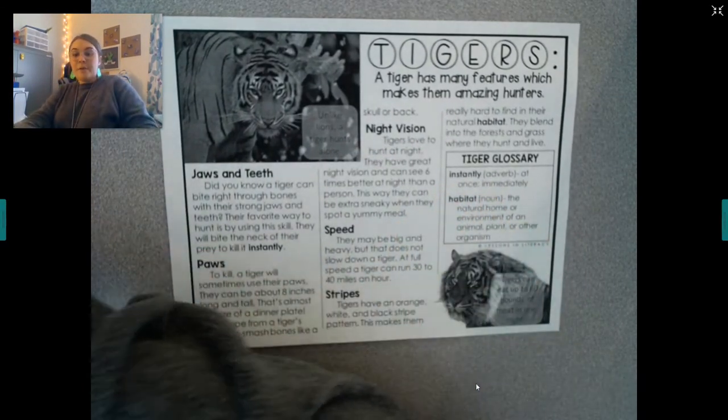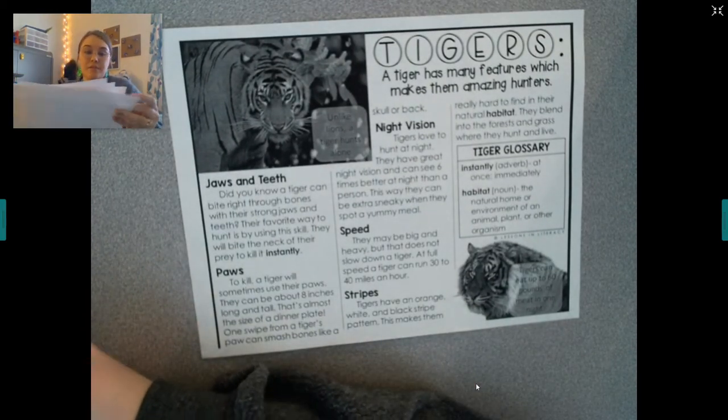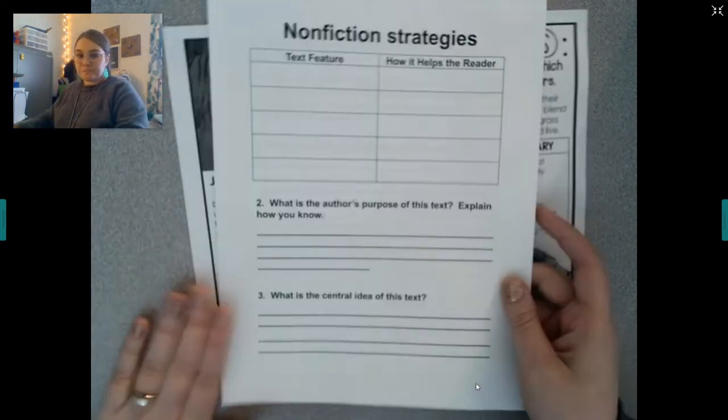So I'm going to read an article today, and it is called Tigers. Before I ever read the article, now, this is the little thing that we're going to work on filling out together.